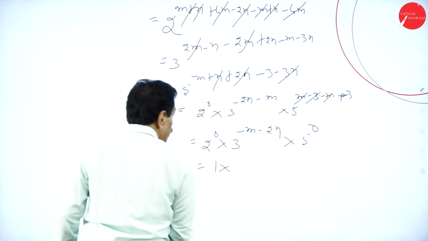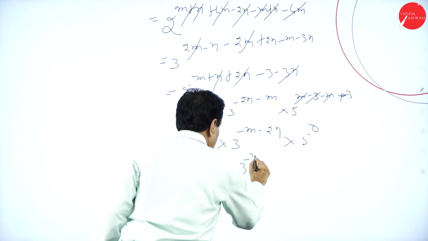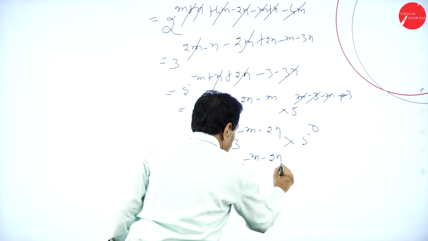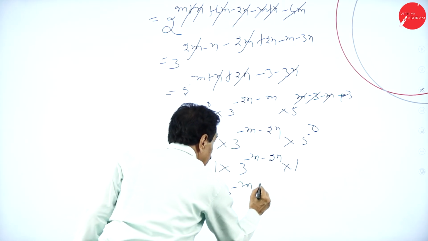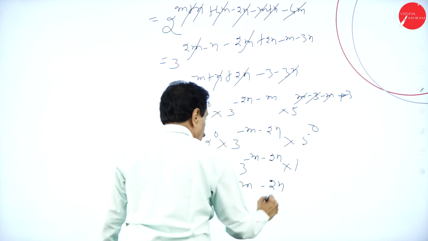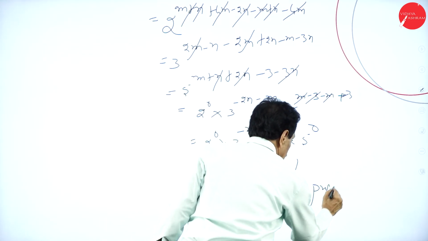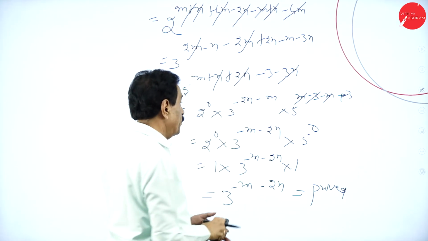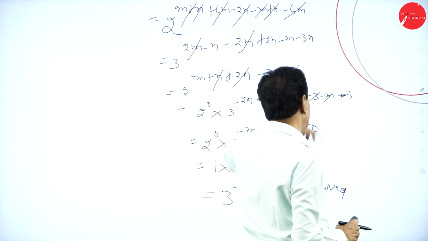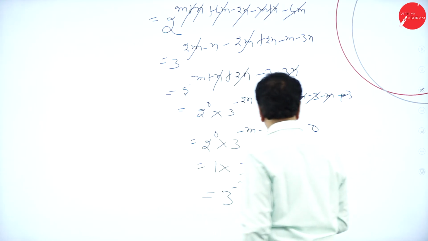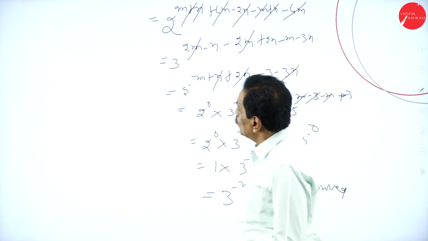This is 3 to the power of minus m minus 2n into 1. This is 3 to the power of... proved. 5 to the power of m minus 3 minus m plus 3. 3 cancel m. This is 5 to the power of 0. We'll move on to next one.